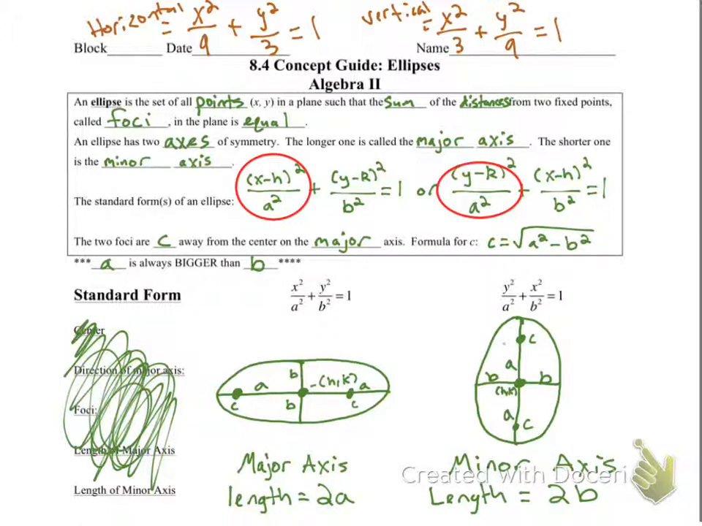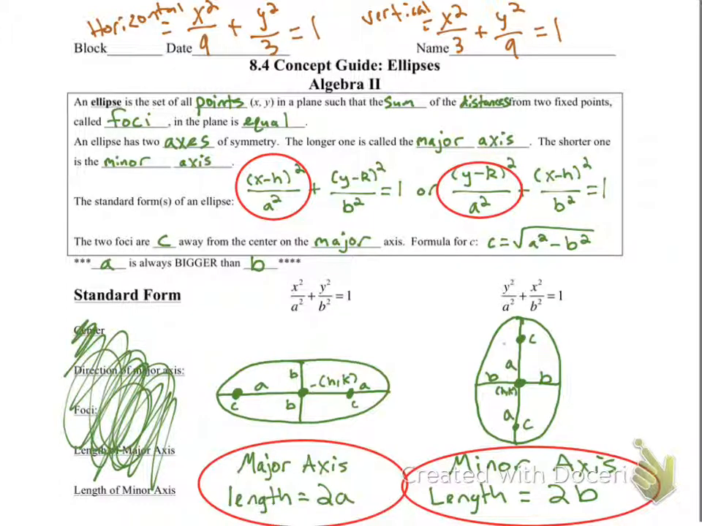Key down here, we have major axis length is 2a, and we have minor axis length is 2b. Okay. The full length is 2a. The full major length is 2a. The full minor length is 2b. Okay. This would be a good point to hit pause and to mark this stuff down. All right.